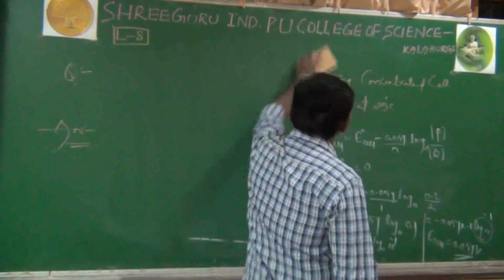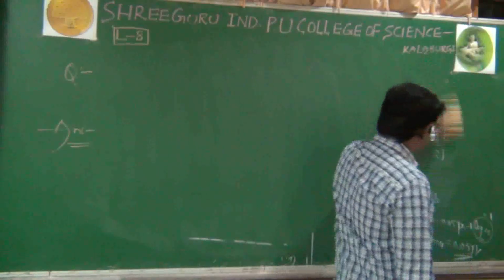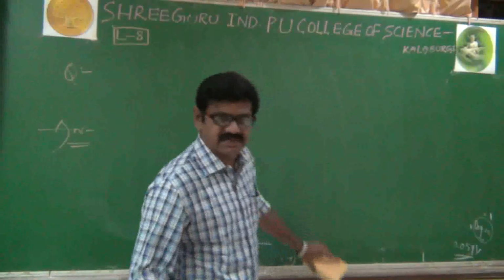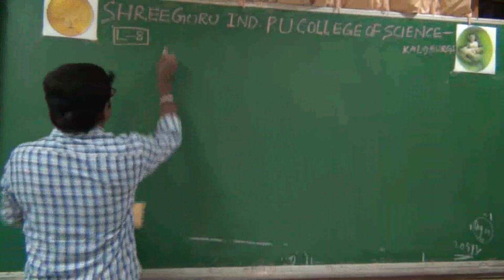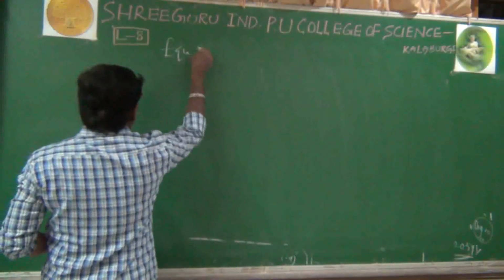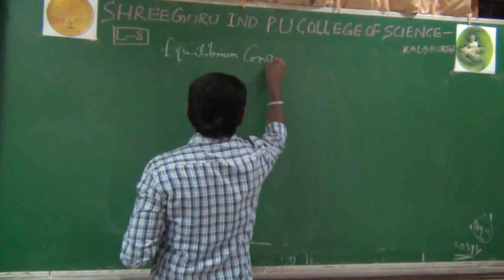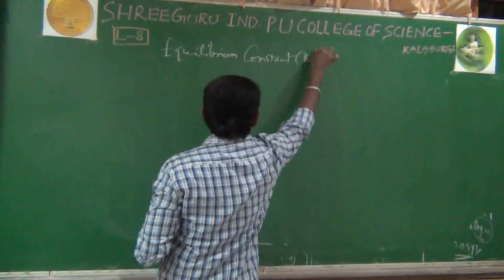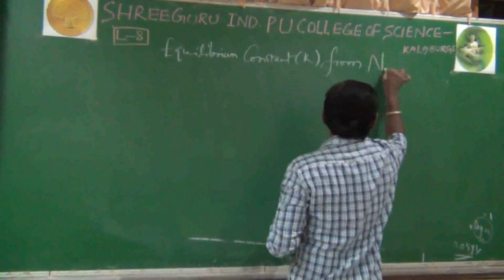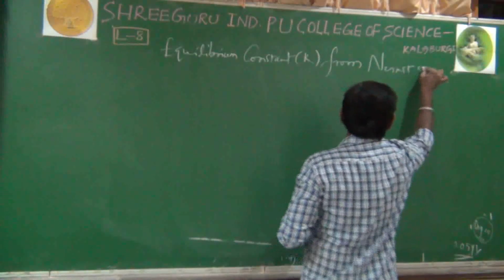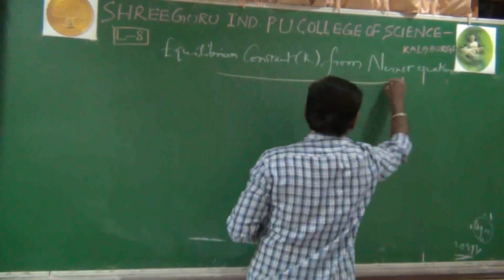Next, we'll discuss the equilibrium constant from the Nernst equation. The equilibrium constant expression from the Nernst equation is like this. Equilibrium constant, nothing but K, from the Nernst equation.